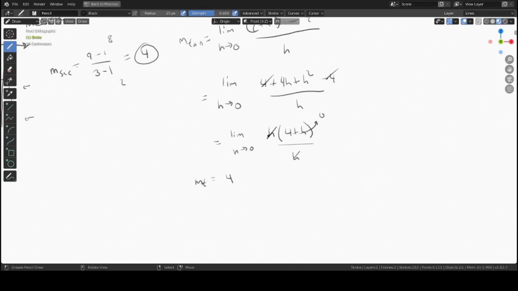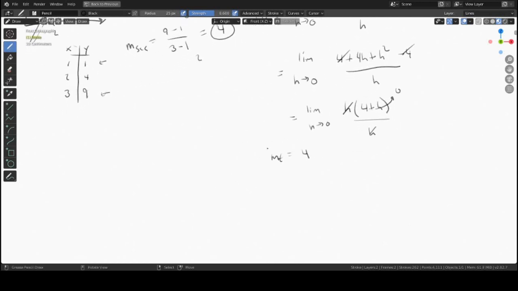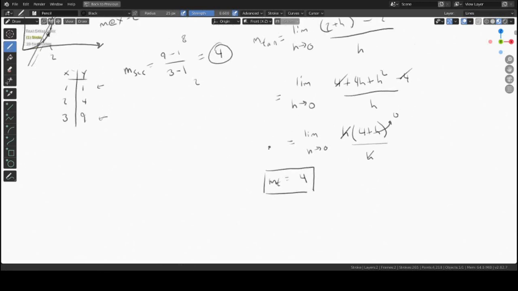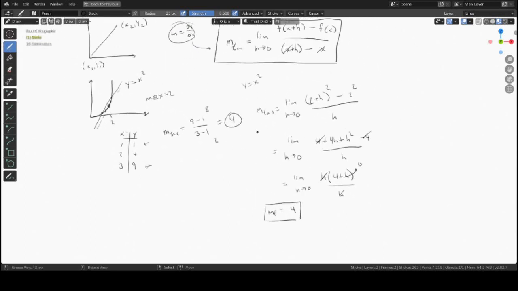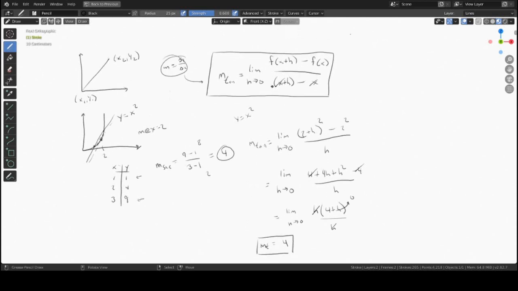Now you can see that this is actually the exact same as our secant line, and we just got lucky in this case. I wanted to show you how you could approximate it using the secant line, but the actual value of the derivative is also 4 here. I should have chosen a different example, but we'll stick with this. You can use this limit definition of the derivative for any function that exists and get the right answer.